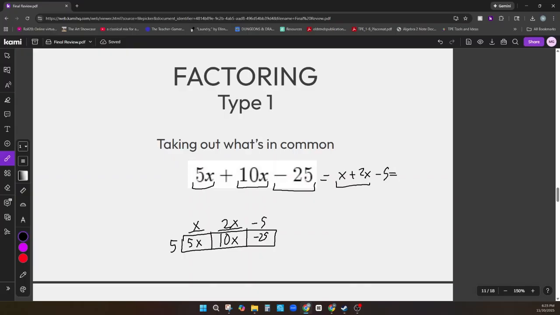And of course, I can combine my like terms. That's going to be 3x minus 5 is my final factor. Okay?